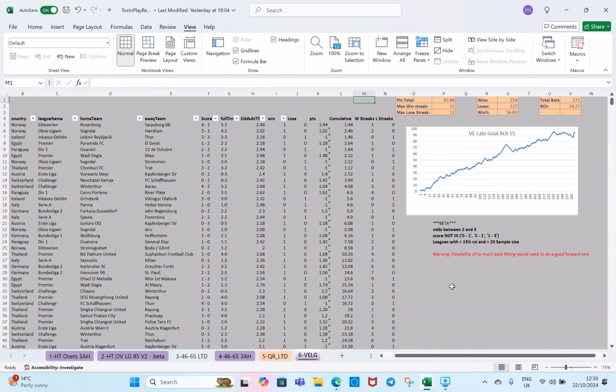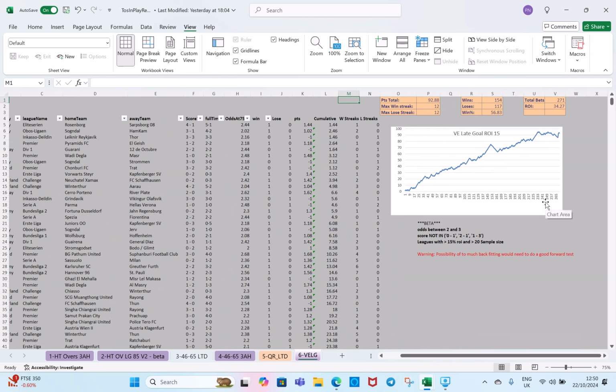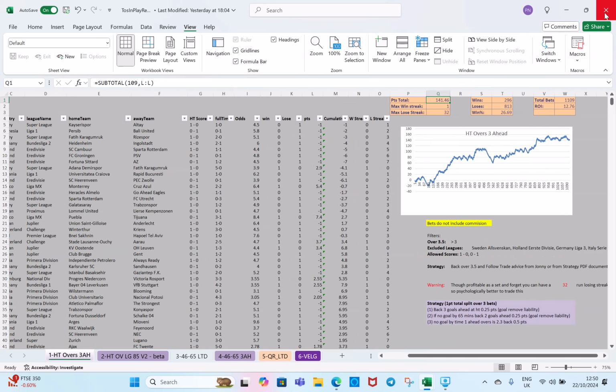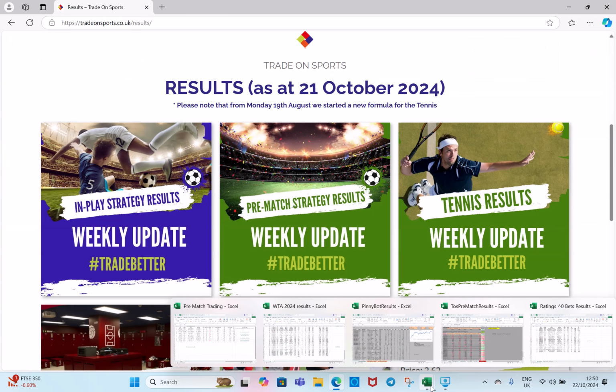We have a very early late goal bot. The only problem with this, though, is it's only fired out 271 bets since August 2020. It's got a 34% return on investment, but we do think that there could be quite a bit of backfitting here. There's a lot of leagues that aren't included in that. So that's our in-play selections. Then we go to the pre-match.